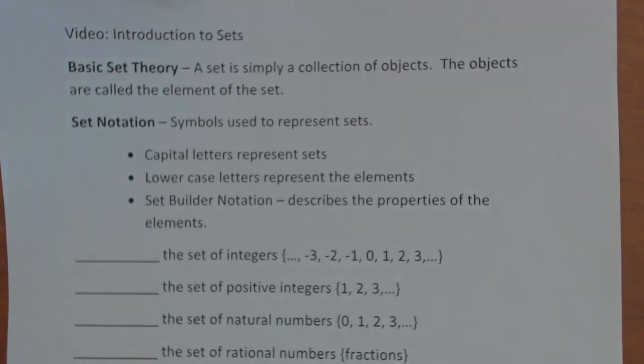Basic set theory. A set is simply a collection of objects. The objects are called the elements of this set. There's set notation, which are symbols that are used to represent sets. We have capital letters that represent sets, lowercase letters represent the elements, and then we can use set builder notation to describe the properties of the elements.